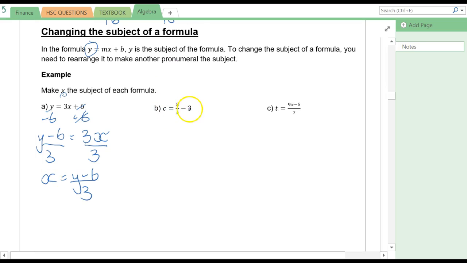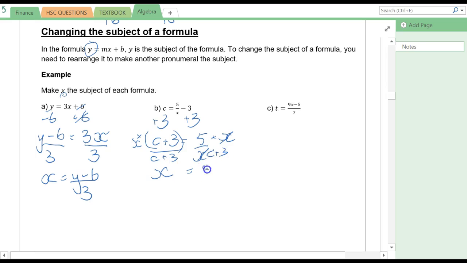Here I want x on its own, so I'm going to plus 3 to both sides. c plus 3 equals 5 on x. Sometimes I have to move the x. To get the x on its own, so now I've got x times by (c plus 3) equals 5. So if I divide both sides by c plus 3, I get x on its own.